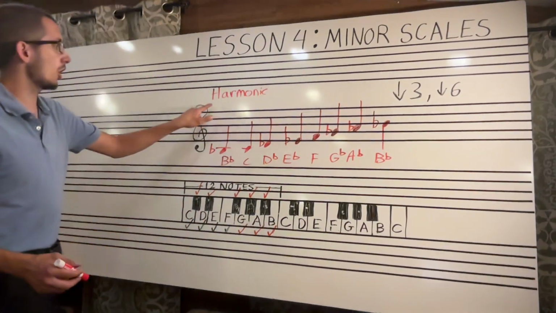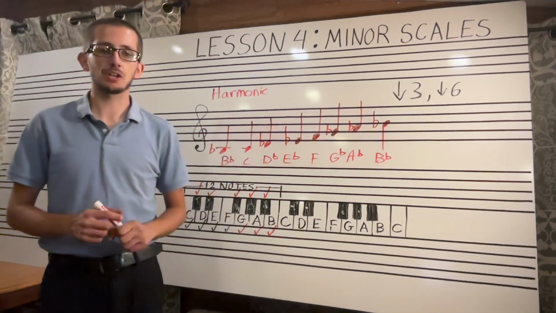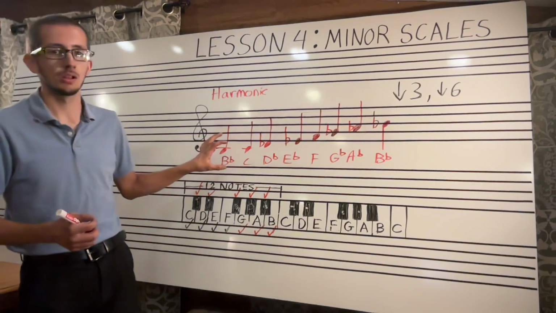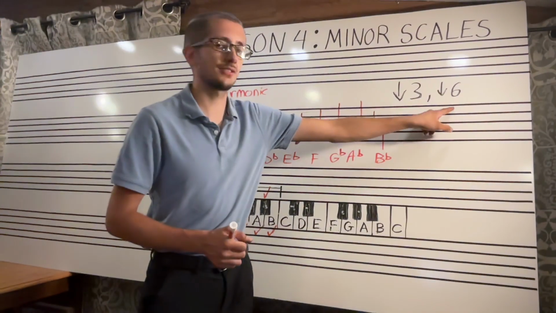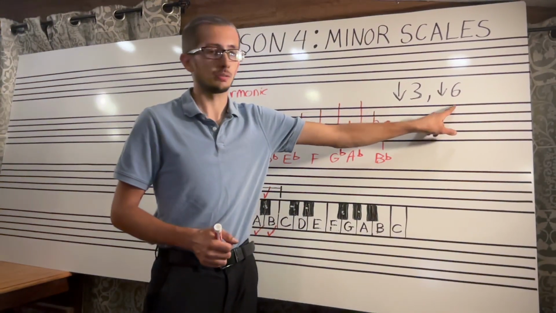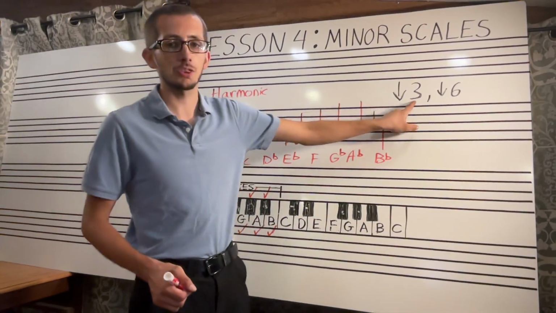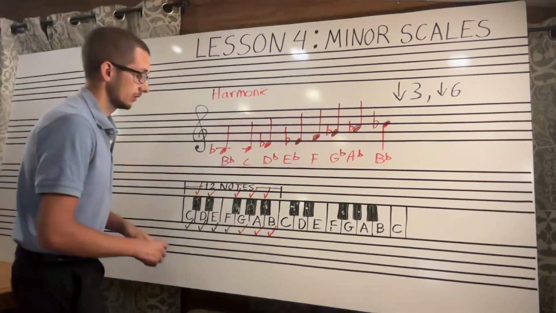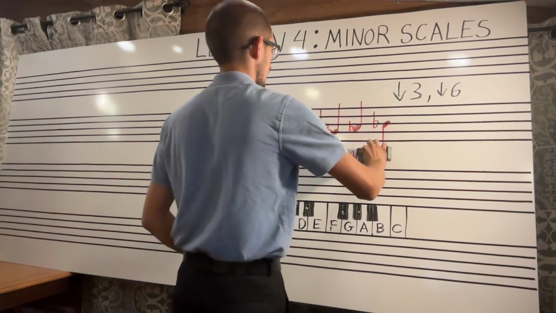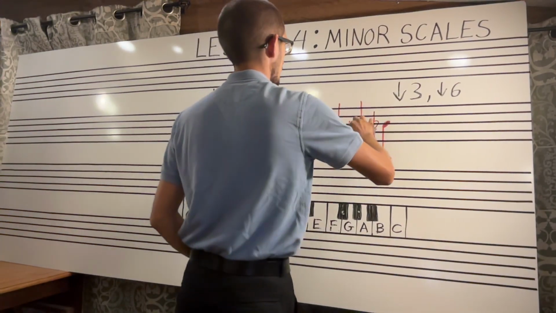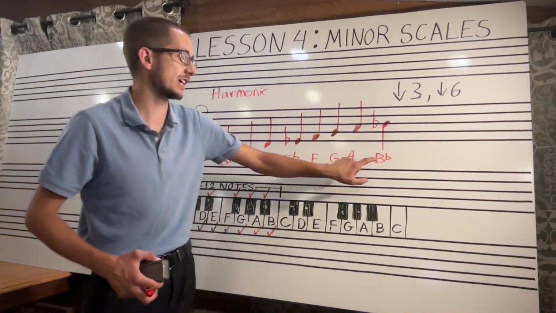Now in order to get the harmonic minor scale, it's not that much different than the natural minor scale. What you'll do is you'll take the major scale and just lower the 3rd and 6th notes of the scale. Instead of lowering the 3rd, 6th, and 7th, we'll just lower the 3rd and the 6th. So let's go back to our B flat major scale.